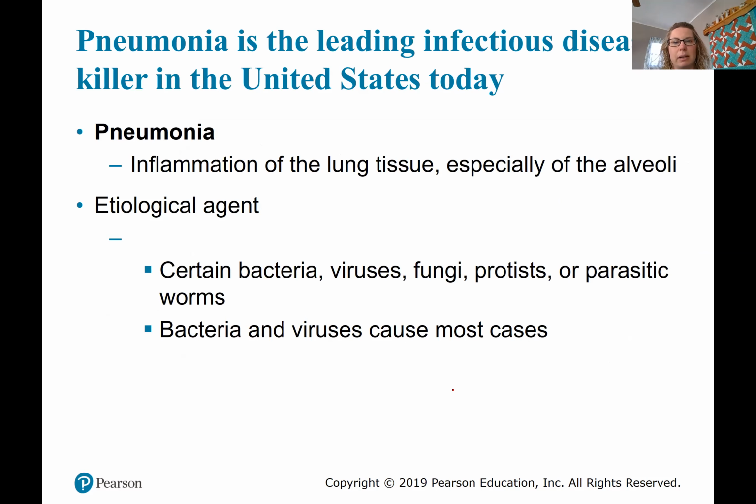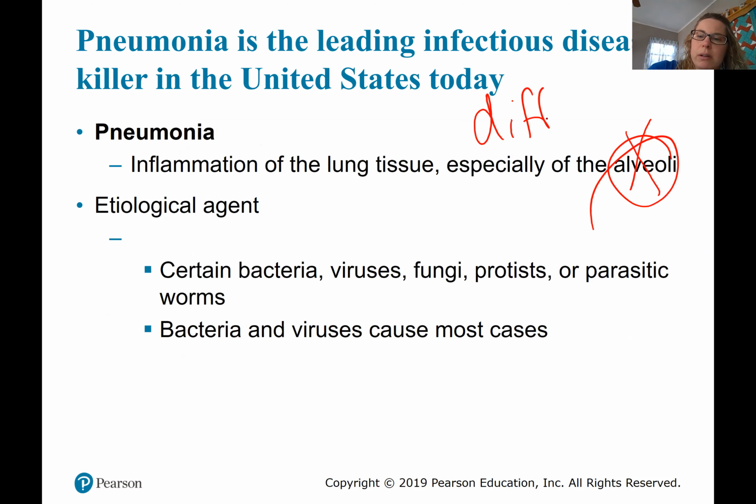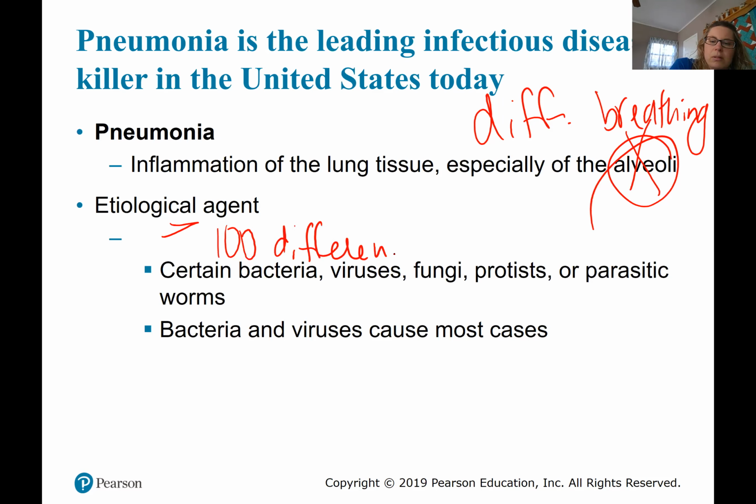The last disease that I'm going to talk about just quickly is pneumonia. Remember, pneumonia is inflammation of the alveoli. It prevents gas exchange. So if you inflame the alveoli too much, it can cause difficulty breathing. That's not good, as we have said. There are over 100 different types of microbes that can cause pneumonia, including bacteria, viruses, fungi, protists, and parasitic worms. There can actually be parasitic worms that invade the lungs and cause pneumonia. The bacteria and viruses are the most common.